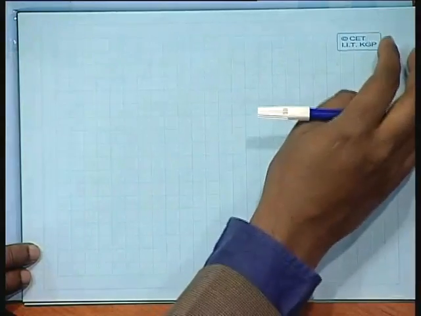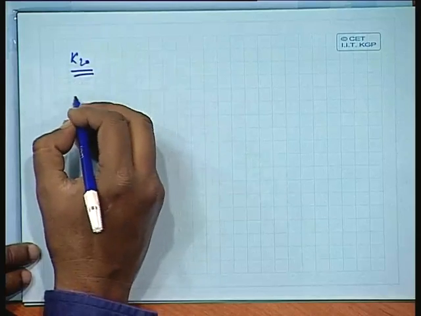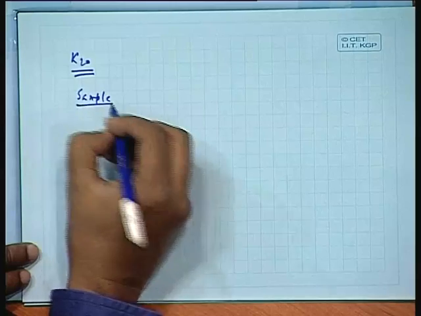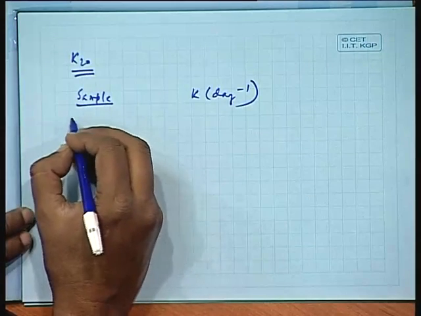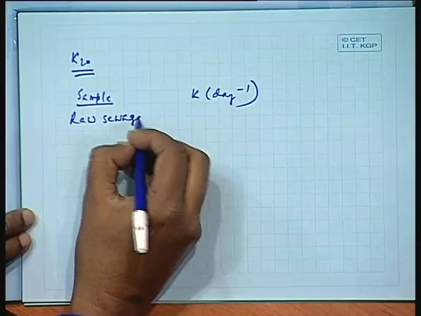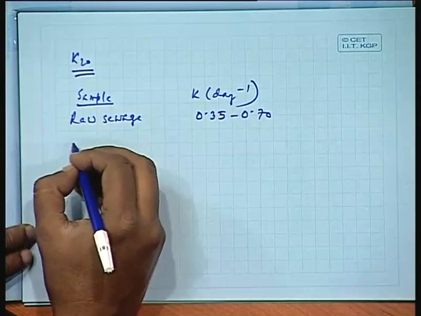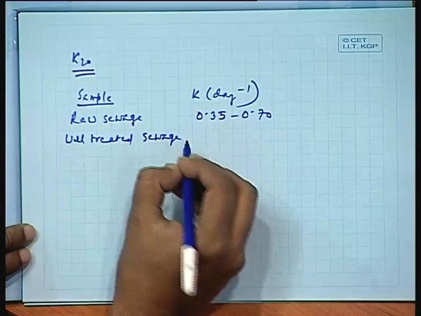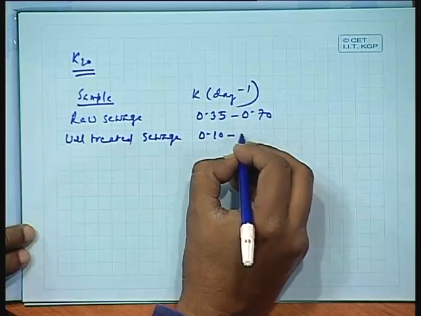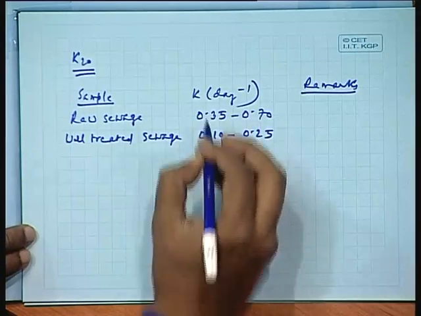Now, having said this far, we can find out K20 of some of the wastes that is already experimentally known. This is K, day inverse. For raw sewage, it would be about 0.35 to 0.70. Then well treated sewage, 0.10 to 0.25.